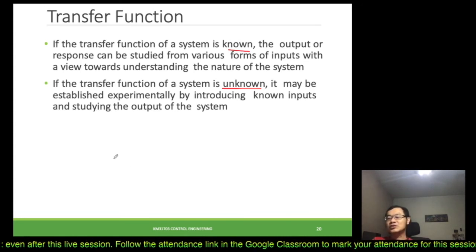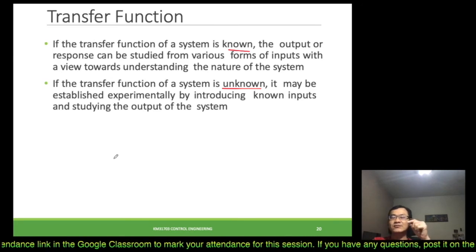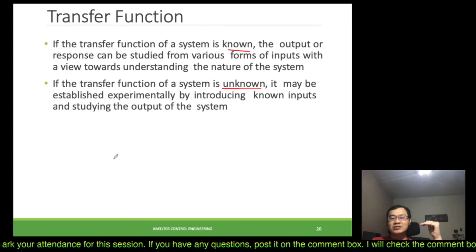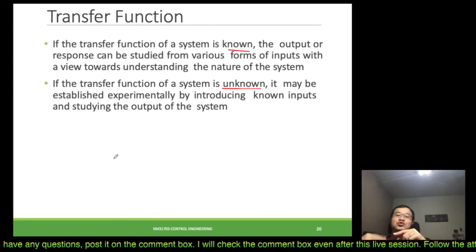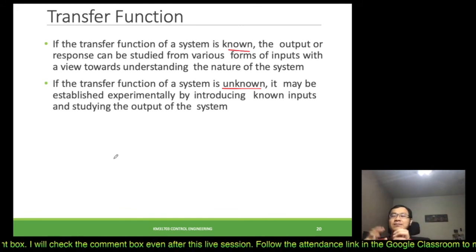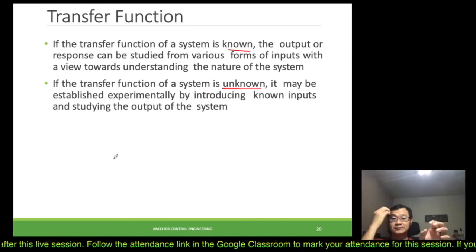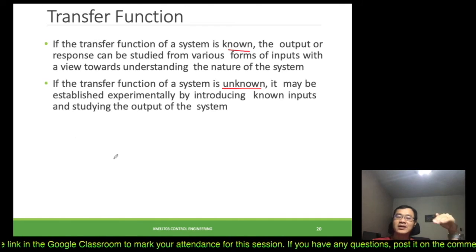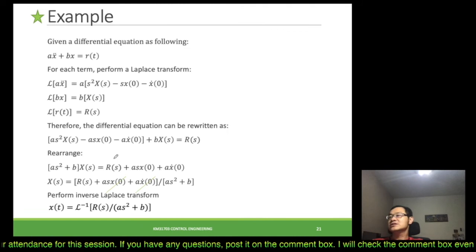Meaning to say, we would test it using, remember the previous test waveforms, we would test based on this waveform how it behaves, based on another waveform how it behaves, and from that we would deduce what the transfer function of the system is. It's a black box and we test with different signals to see how it responds. So whether it's known or unknown, we have to approach the transfer function differently.